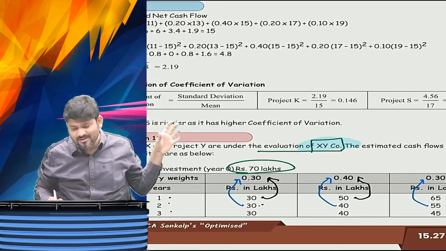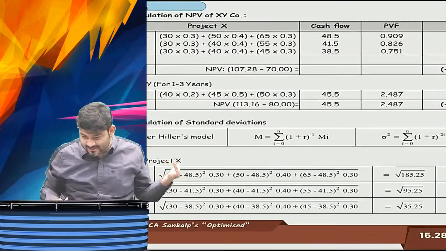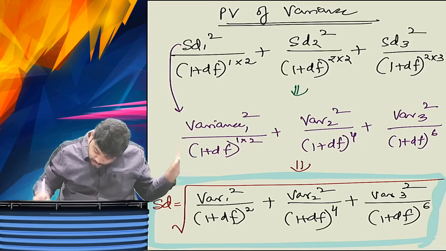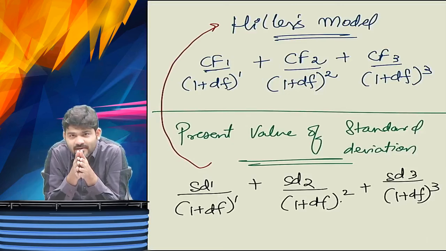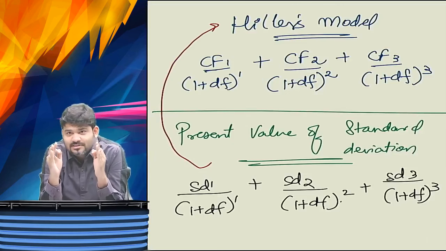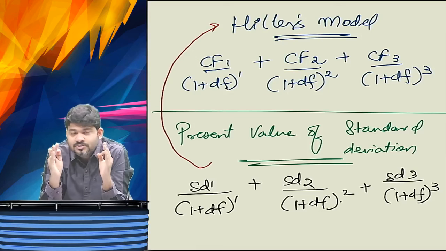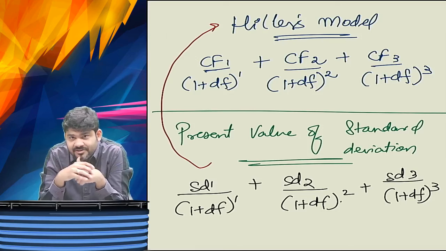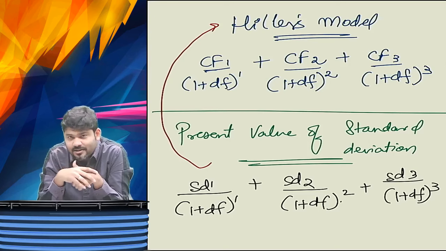XY company. In your study module, it would be question 6, 7 or 8 or something. And in this, if you see, there is something called Hiller's model. For those who got confused, bamboozled with this, again, I'm telling you. Hiller's model basically wants the present value for standard deviation. We started with cash flows. How do you bring the cash flows to present value? By discounting it. Then there is present value of standard deviation. How do you do that? So standard deviation upon the discounting factor and you will get the present value for standard deviation.